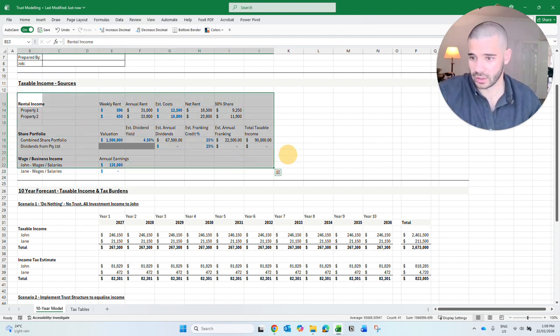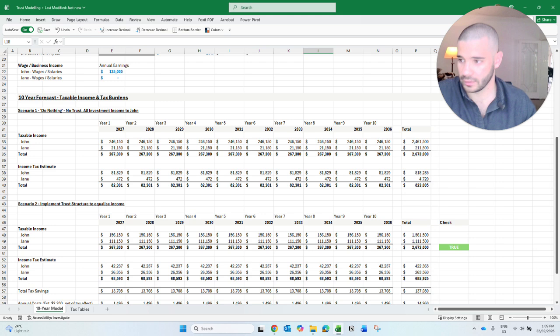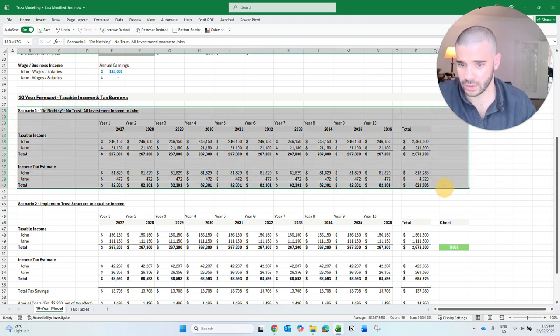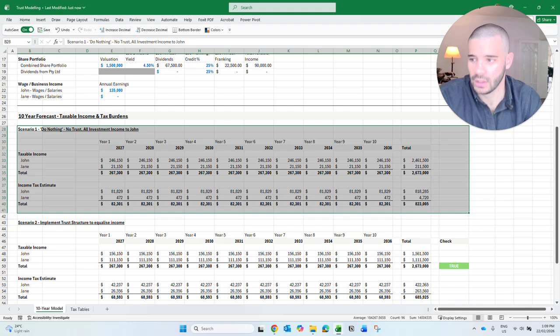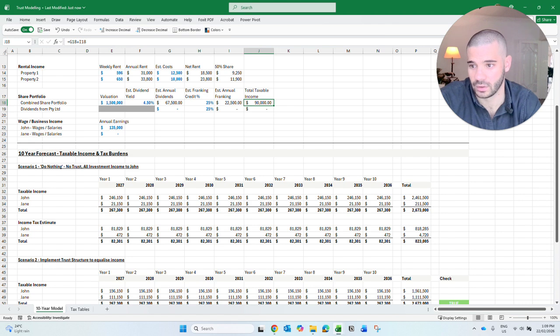Once we've got those inputs set up, let's look at our 10-year forecast, okay? Now, scenario 1, which is right here, this is saying, all right, we do nothing. We don't set up the trust, and John was the one who inherited the funds, and he wants to keep them in his own name, and he's going to invest them all personally himself, and so therefore he is personally going to be lumped with the taxable income and the tax on those investments.